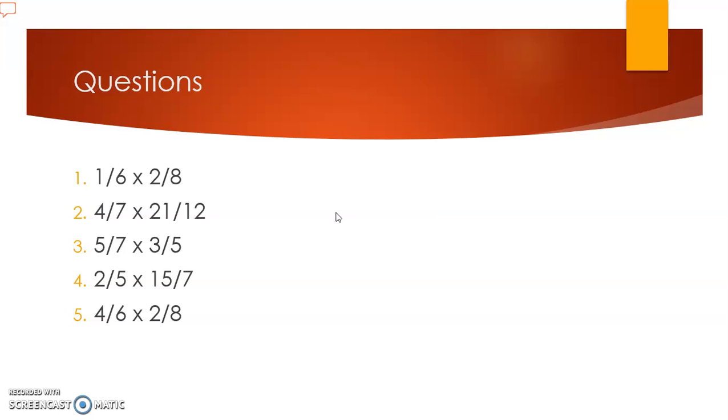Now for the fourth question, 2 by 5 into 15 by 7. Fraction is easy, if you don't have problems in your tables. We can divide 15 by 5, we'll get 3. So the answer is 2 into 3 divided by 7. That is 6 by 7.